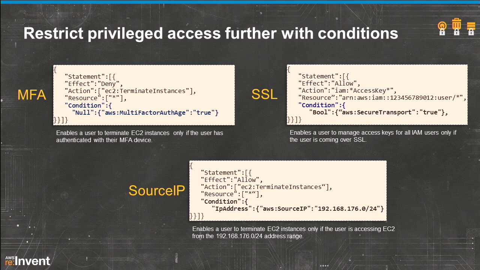You can combine all the conditions together in one and do an ANDed one. So you could have an example where you say, Anders cannot call terminate instance unless he's authenticated through MFA, he's coming in over secure transport, and the source IP is from a specific IP range. And then you can add on conditions as you please. Once again, control, least privilege.